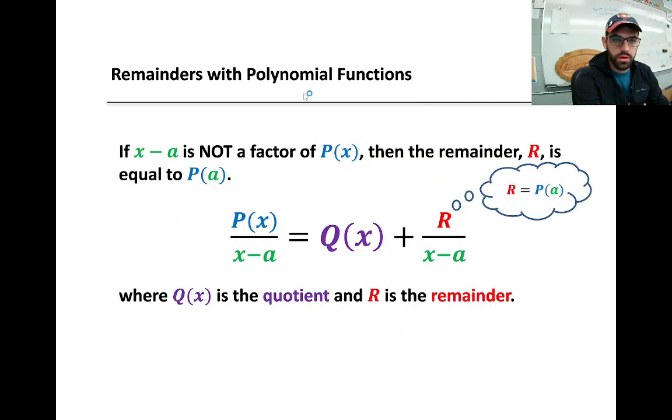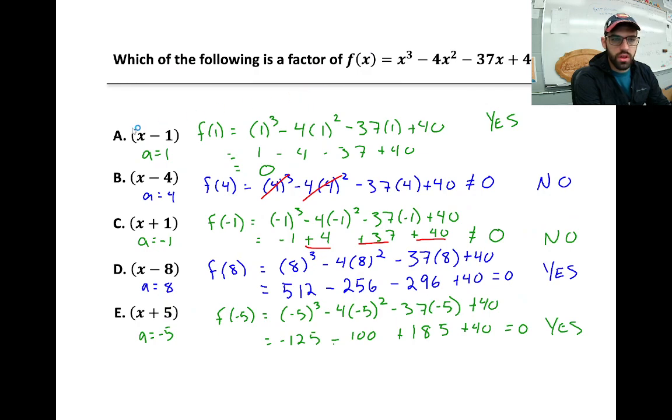Okay, one more thing to note, the three numbers that were the factors, where did they go? 1, 8, and negative 5. What's 1 times 8 times 5? It's 40. Hint, hint, wink, wink.